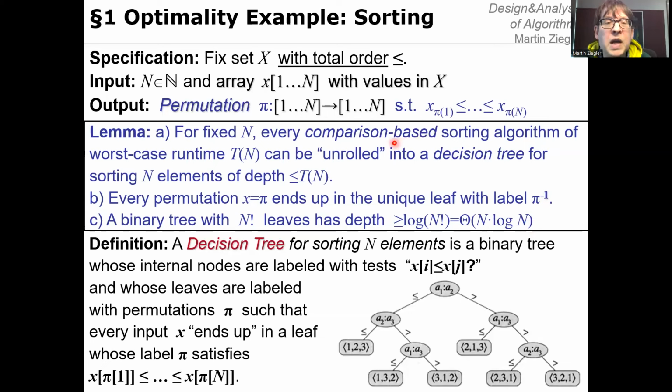On the other hand, by item A, any comparison-based sorting algorithm with running time t of n can be unrolled in such a decision tree, and therefore the depth t of n must be at least n log n by items B and C, and therefore also the running time must be at least asymptotically n log n. And thus, we conclude the well-known proof that any comparison-based sorting algorithm must have running time at least n log n. Emphasis here is on comparison-based, because if you recall, there are other algorithms that are not comparison-based, such as radix sort, for example.